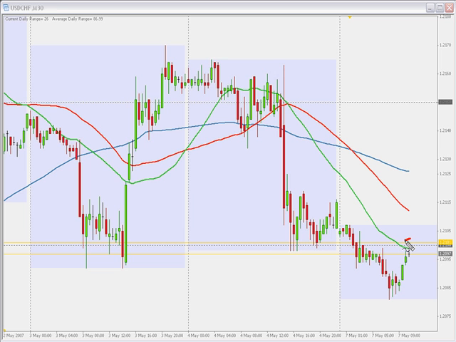This is a live chart of the USD Swiss franc in the 30 minutes chart. Current market price is 120.97, and I'm going to try to explain what a trade plan is about for today. This is another pair that I'm looking into in my trading session for today, London session.